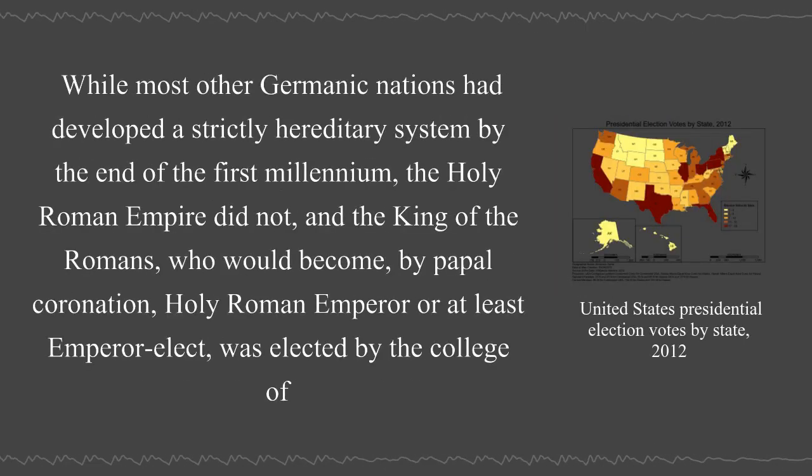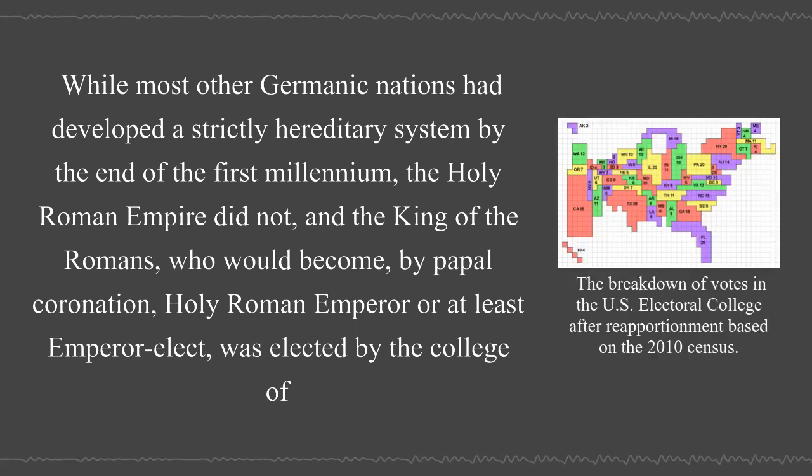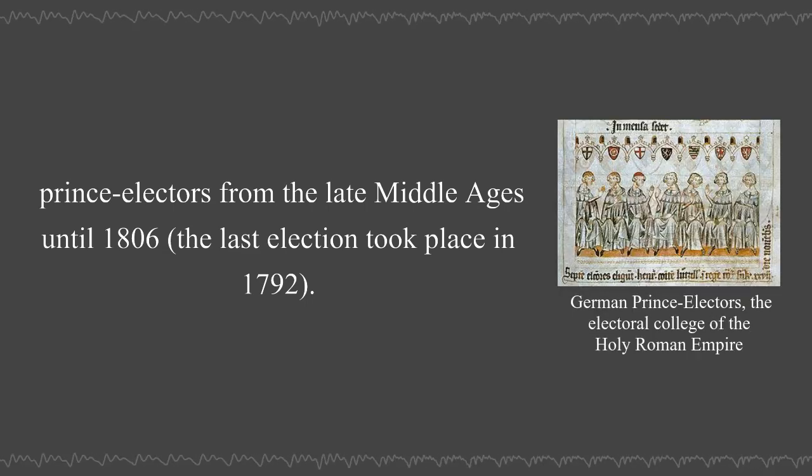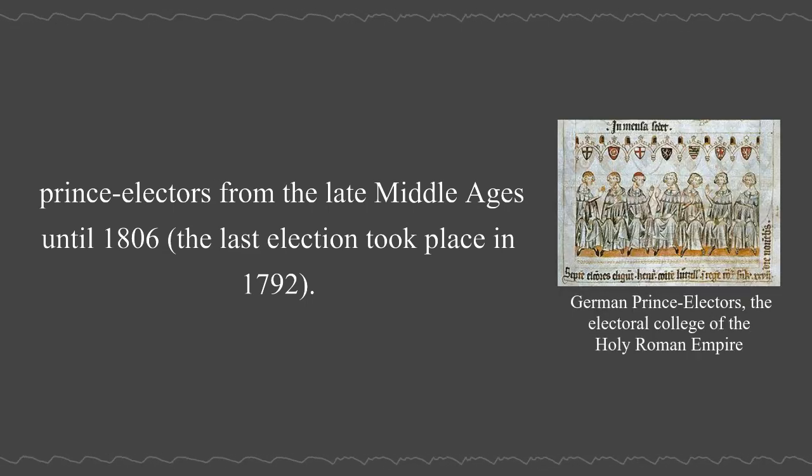While most other Germanic nations had developed a strictly hereditary system by the end of the first millennium, the Holy Roman Empire did not, and the king of the Romans, who would become, by papal coronation, Holy Roman Emperor, or at least Emperor-elect, was elected by the College of Prince Electors from the late Middle Ages until 1806. The last election took place in 1792.